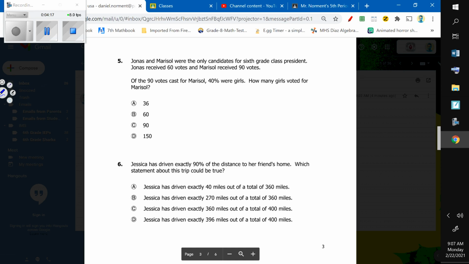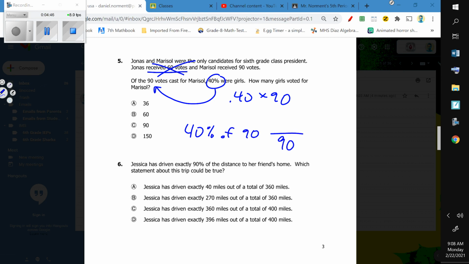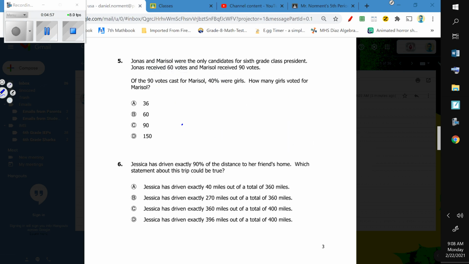Of the 90 votes cast for Mirasol, I wonder if this is even used. 40% were girls. How many girls voted for Mirasol? Yeah, this doesn't even matter. So you're just going to find 40% of this number 2 ways. Convert this to a decimal and multiply, or what is 40% of 90? So there's my 40%, and then just solve. Get rid of these zeros, cross multiply, and you get your answer. Those are both ways to do that.